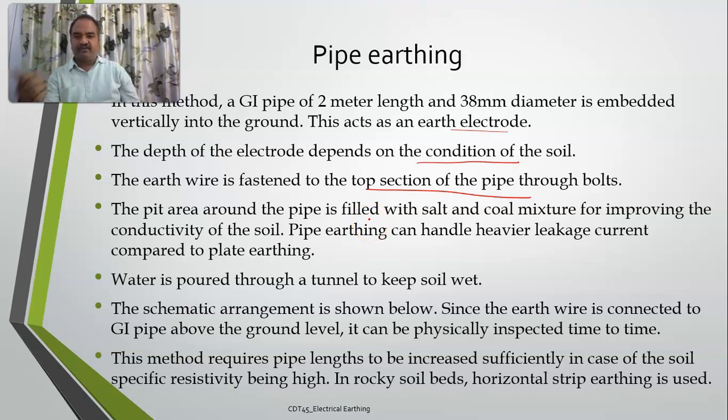In the previous video, they actually used a plate, but the fitting was done just like pipe earthing. Normally the wire will be fitted directly onto the plates. But here the earth wire is fastened to the top section. So I'll show you now how pipe earthing is being done. Both of them have similar things.